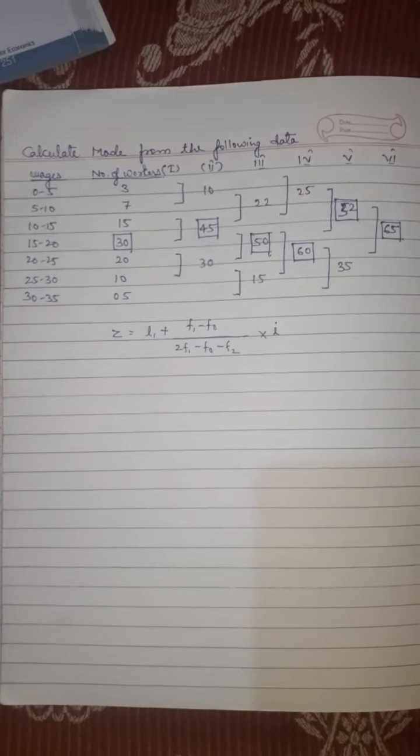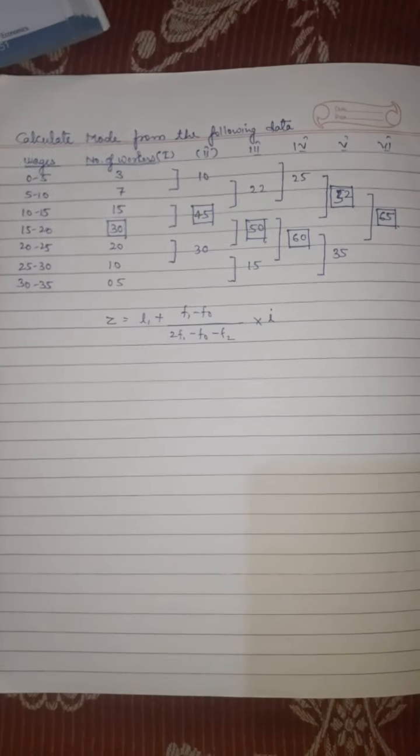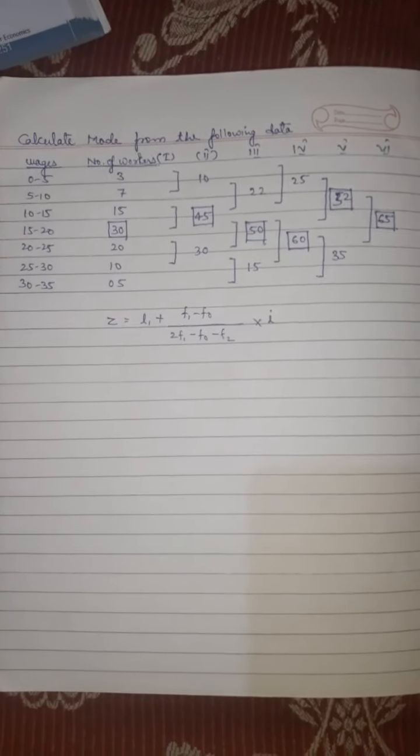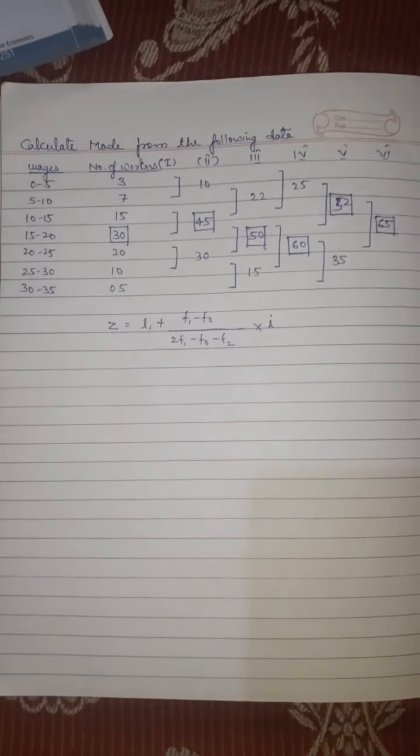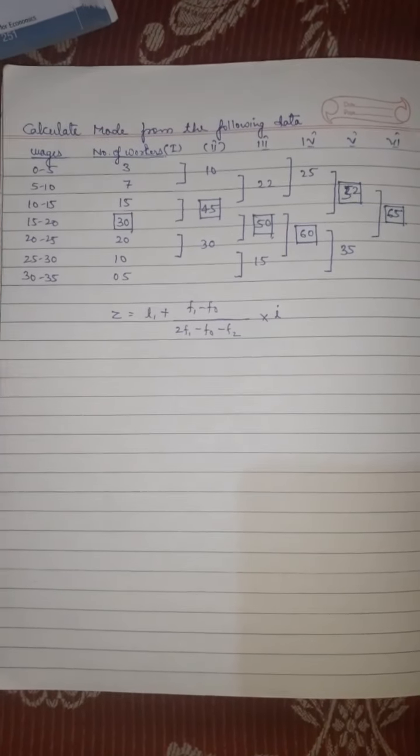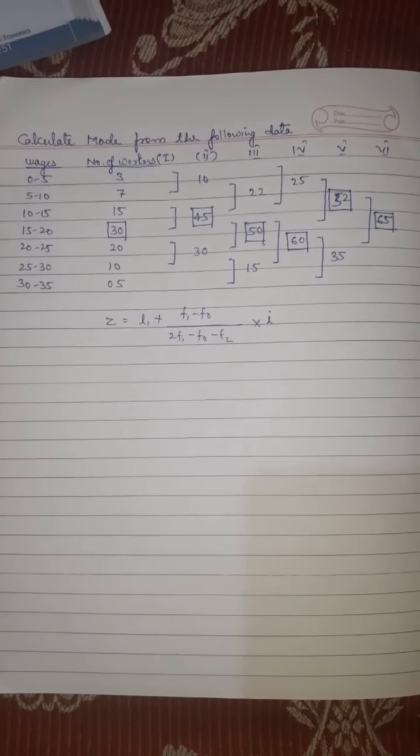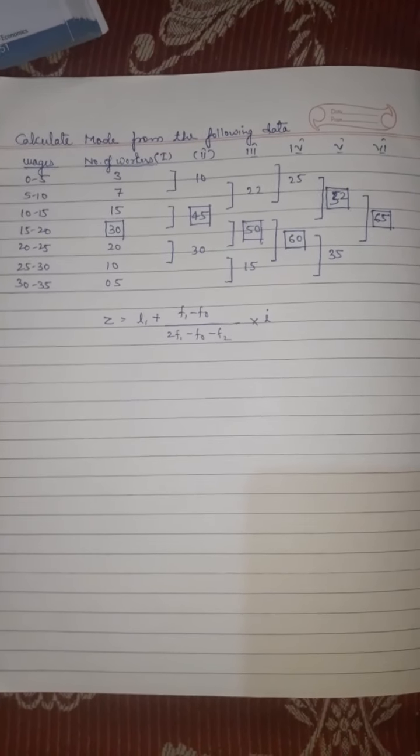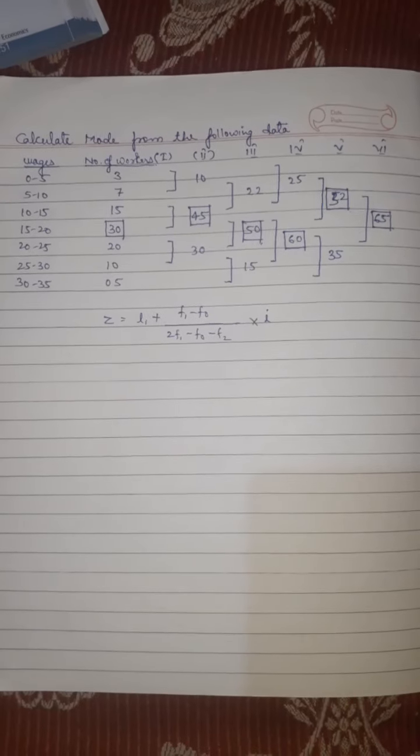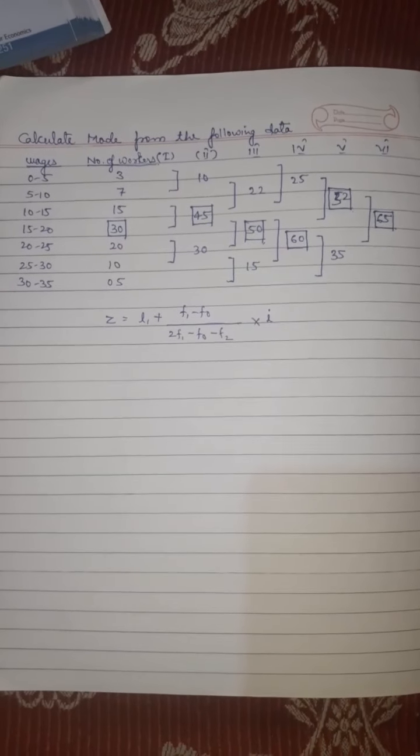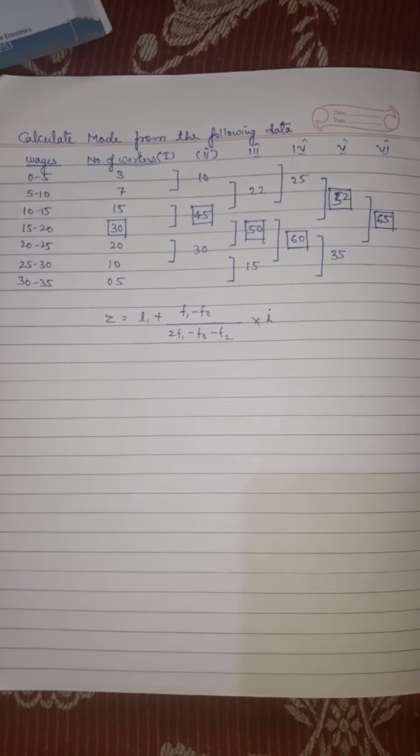Now you can see I have marked the highest numbers in each column. In the first column, the highest number is 30. Second column, the highest number is 45. Third column, the highest number is 50. Fourth column, the highest number is 60. Fifth column, the highest number is 52. And the sixth column has only 65, that is the highest number.